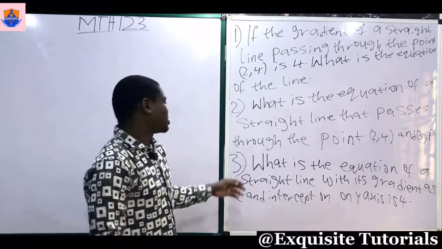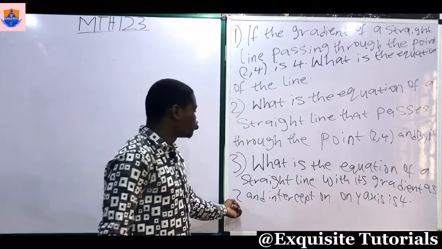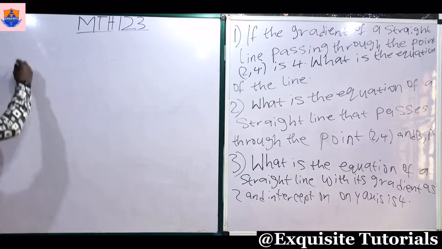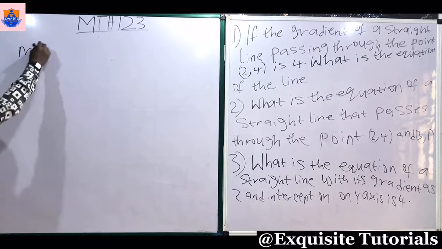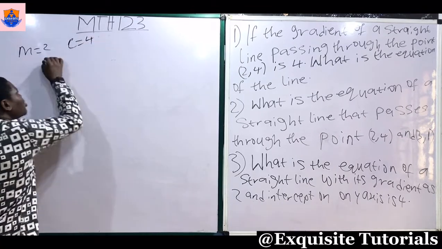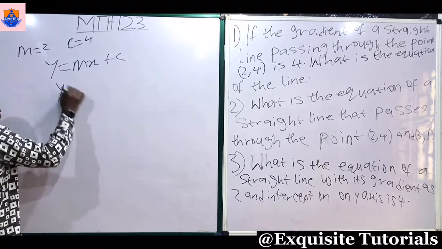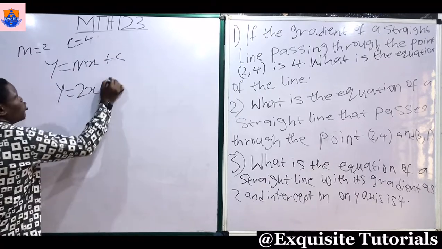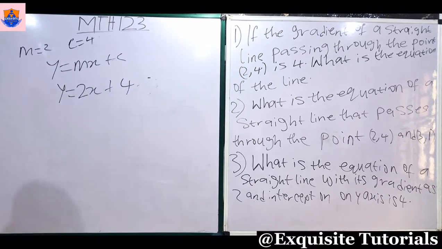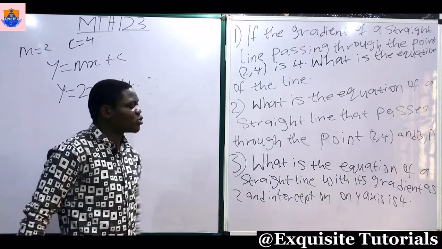Question 3 says, what is the equation of a straight line with its gradient as 2 and intercept on the y-axis as 4? We are given the gradient is 2 and the intercept on the y-axis is 4. Remember this equation of a straight line, y equals mx plus c. So with our gradient given as 2 plus 4, this is just the equation of the straight line, as easy as ABC.